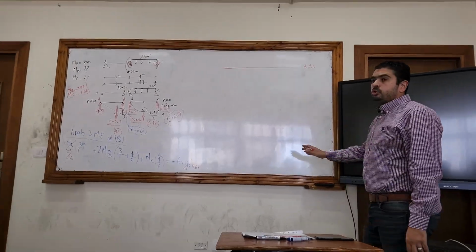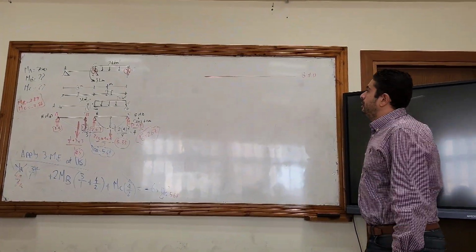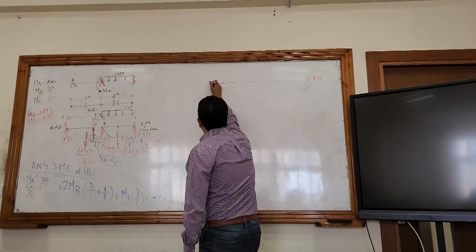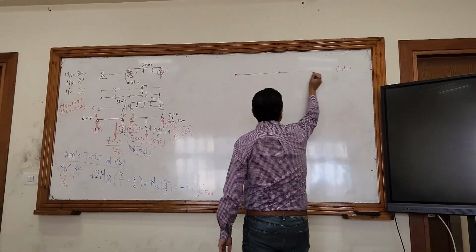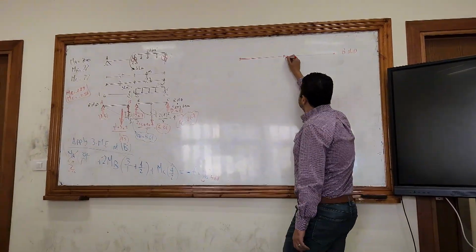So now we want to draw the bending moment diagram. I have two spans, span AB and span BC.